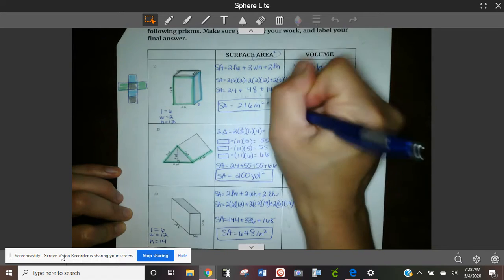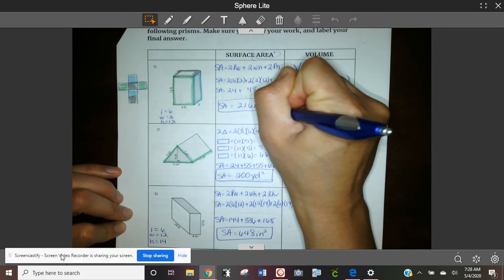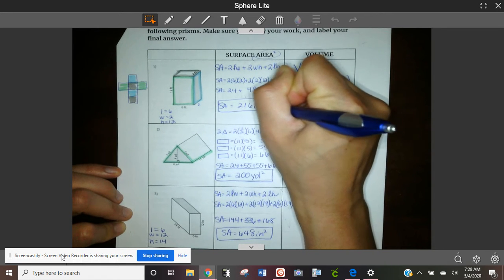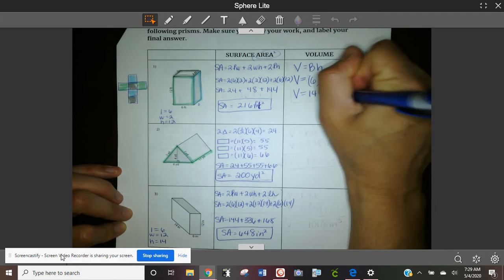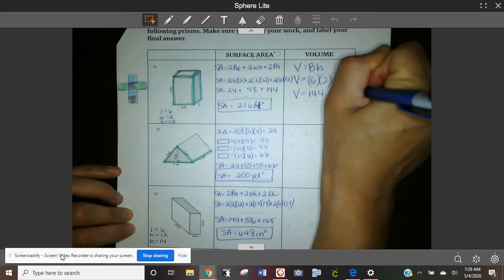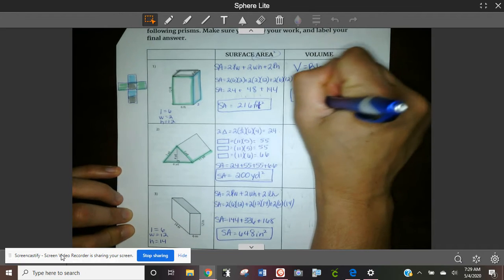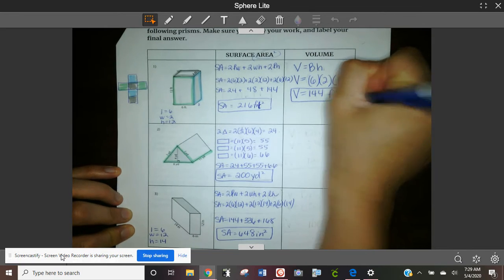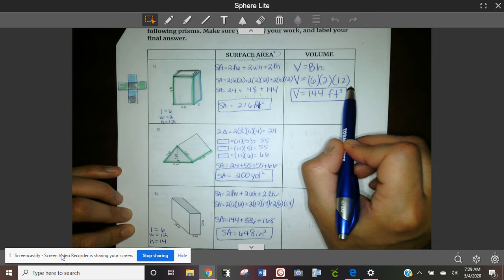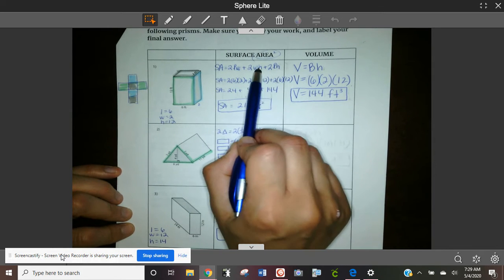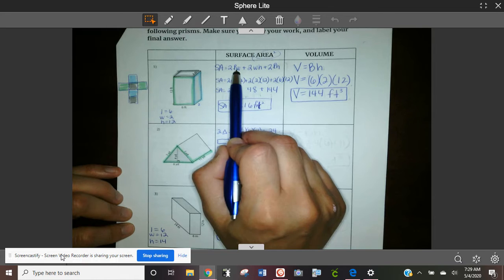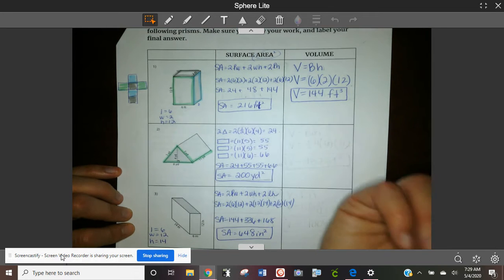And, oh, I see a mistake I made on my last video. This is feet squared. Okay, so this is going to be feet cubed. And again, the reason for that is because we are multiplying 3 dimensions. Here we only multiplied 2 dimensions at a time and then we added them. So that's a little bit different. That's why that's still squared.